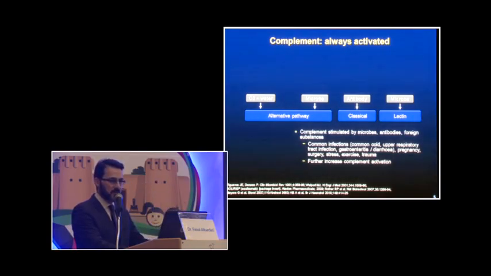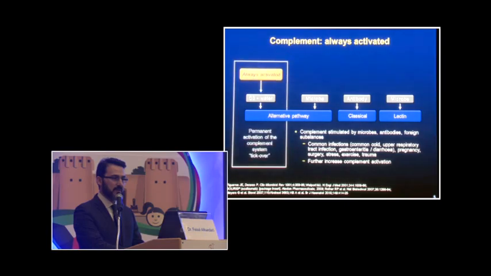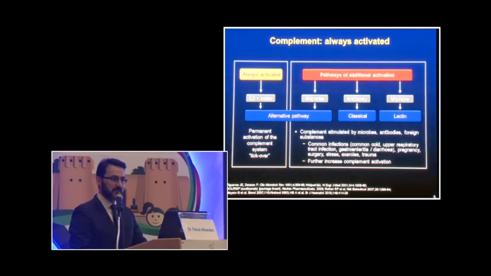We have just to go back to the basics. The complement system in the body is always activated by water. C3 and water will just activate the complement system to be ready all the time. And then we have the classical, the lectin, and alternative pathways, which help in activating the complement cascade whenever it is needed. So whenever you have a microbe or antibody in the body, this will start those pathways, and then you will start the cascade of complement activation.